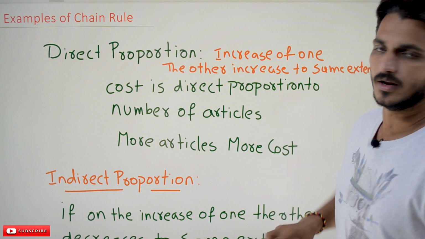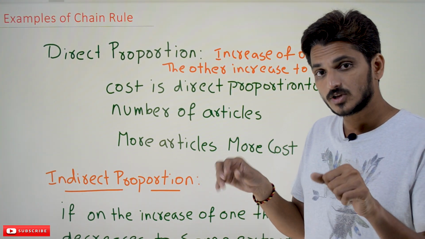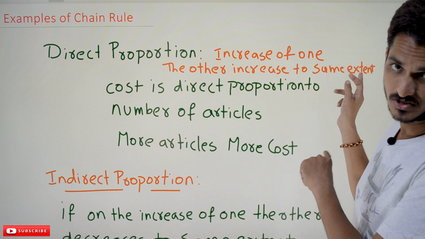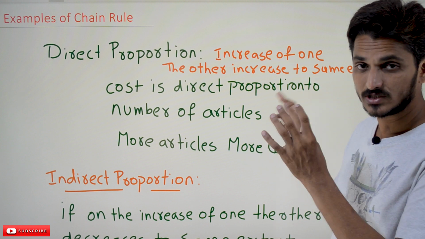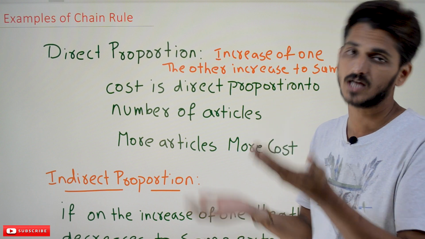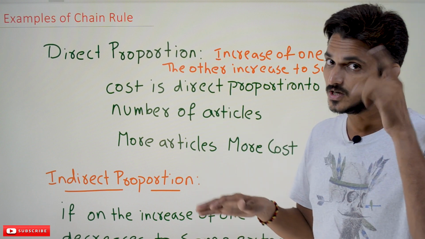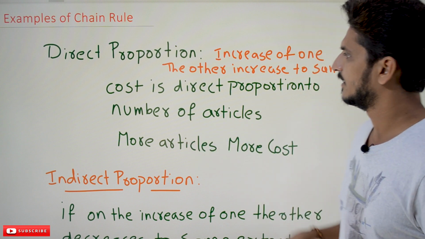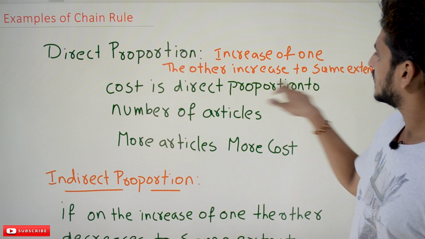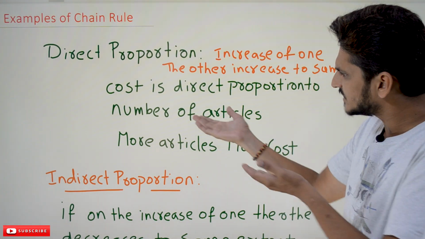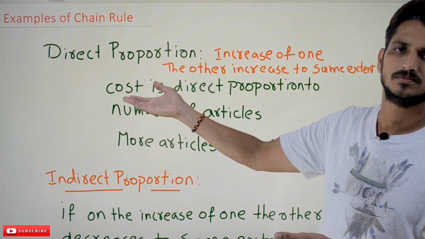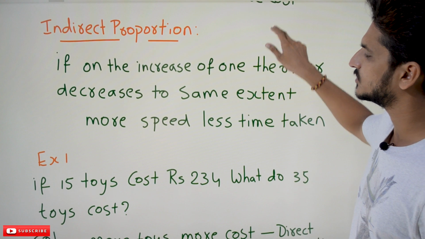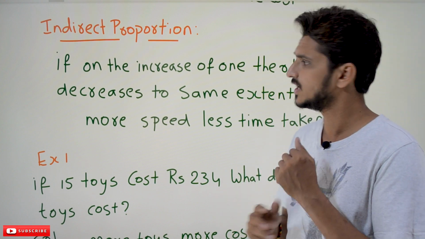So, directly proportion. Two quantities are said to be directly proportional if, on increase of one, the other increases to the same extent. If this happens, then we say it is directly proportional. One increases, the other has to increase to the same extent. This point is very important, to the same extent. You are going to get clarity when we are doing the first example. One example: cost is directly proportional to the number of articles. As the number of articles increases, cost increases. That is what we call directly proportional. More articles, more cost.